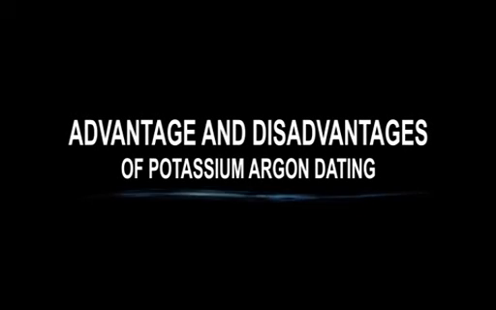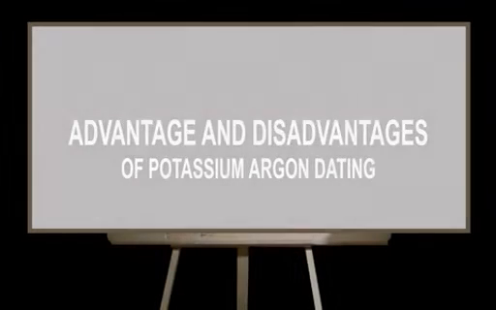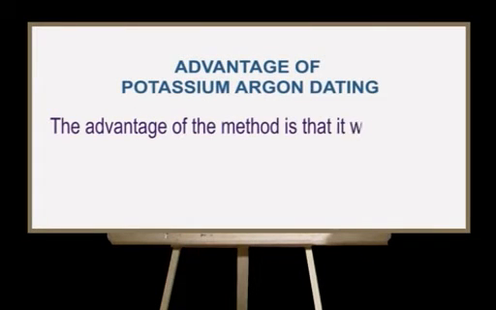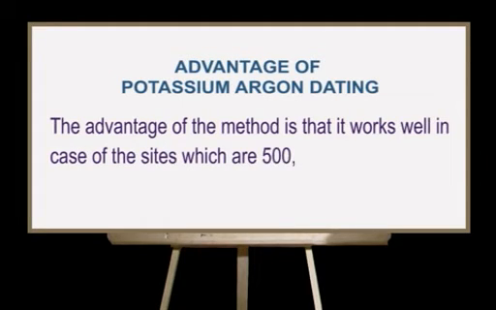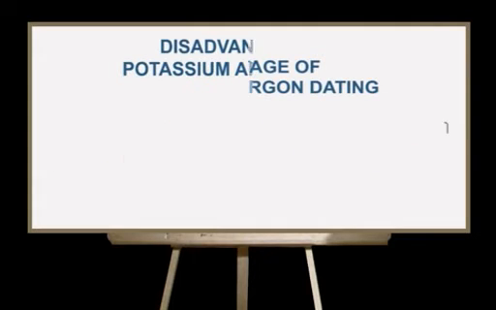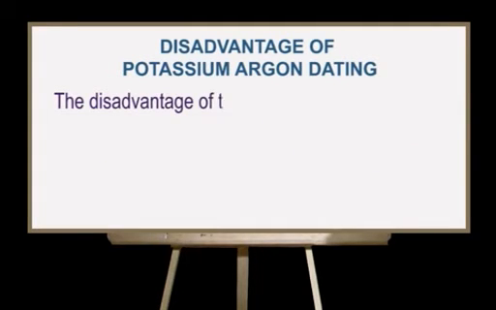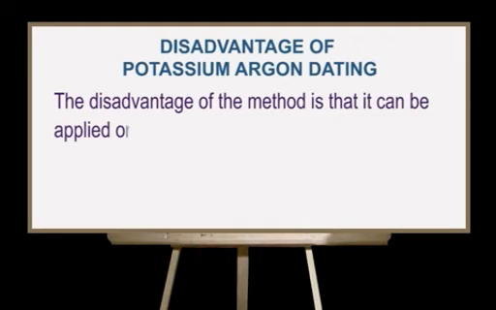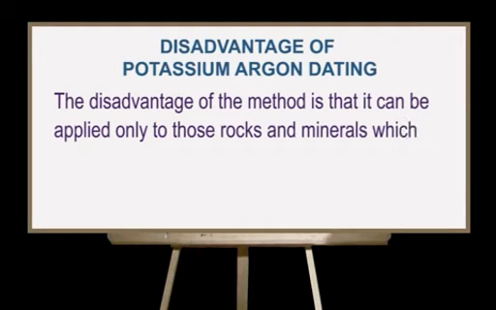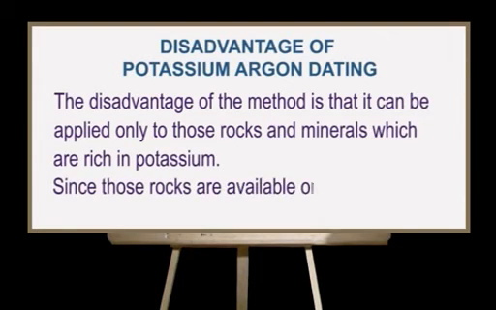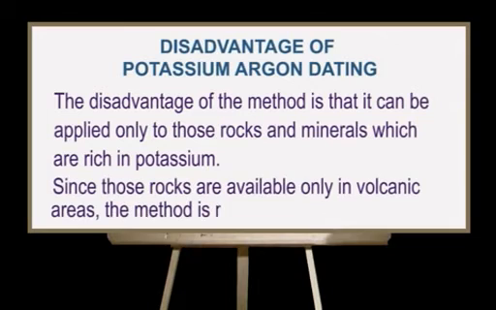Now come to the next point, advantages and disadvantages of potassium-argon dating. The advantage of the method is that it works well in case of the sites which are 500,000 years old. But the disadvantage of the method is that it can be applied to only those rocks and minerals which are rich in potassium. Since those rocks are available only in volcanic areas, the method is restricted to those areas.